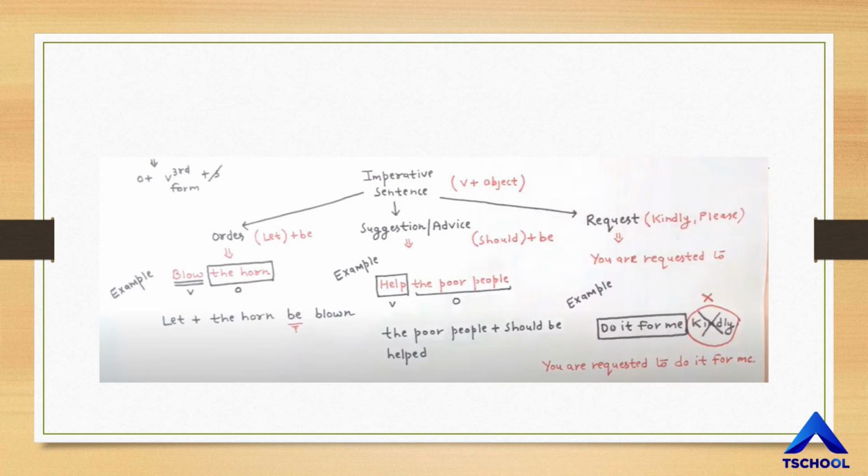I hope the concept is clear. One of the easiest concepts is the imperative sentence. I have given some very simple examples so you can understand very easily. I'm repeating the last concept again, that is request. If there is any word given in the question like kindly or please, we have to remove it while changing from active to passive, and we need to put you are requested to, and the remaining part of the sentence will be the same, do it for me. I hope all three concepts are clear.